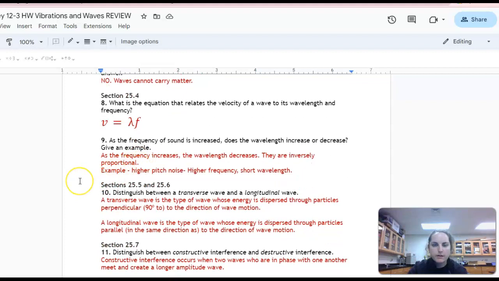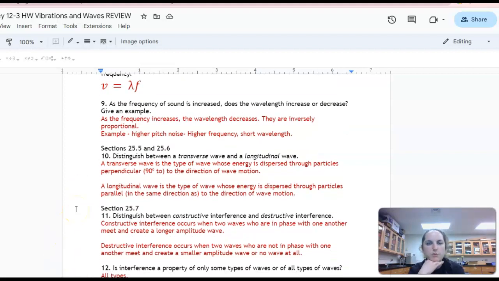Number nine, as the frequency of the sound is increased, does the wavelength increase or decrease? We saw a video on this, but as our frequency increases, our wavelength is going to decrease and vice versa. And that's because it is an inversely proportional quantity. We saw a video where when we got to a higher pitch sound, it was a higher frequency, so a shorter wavelength.